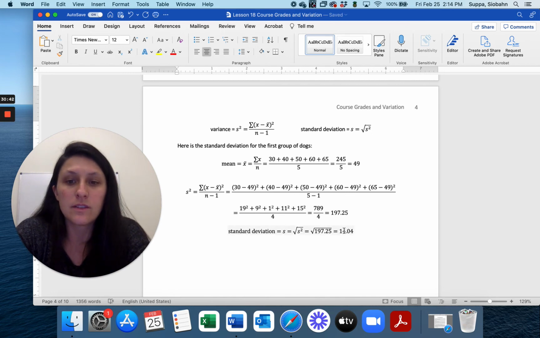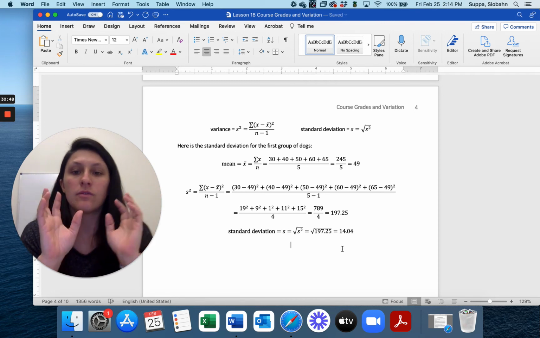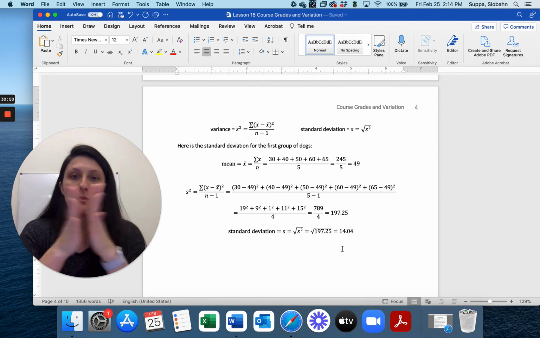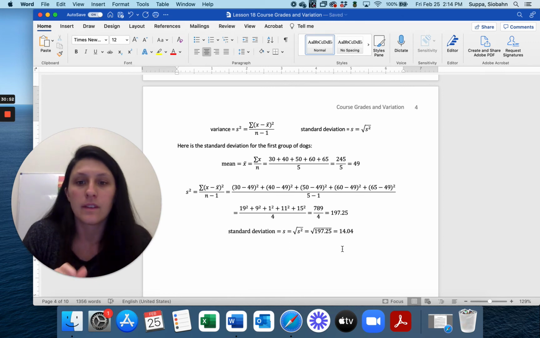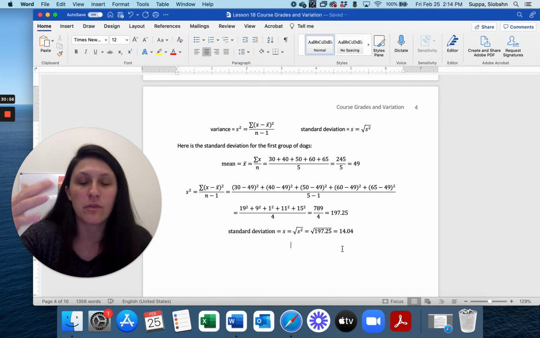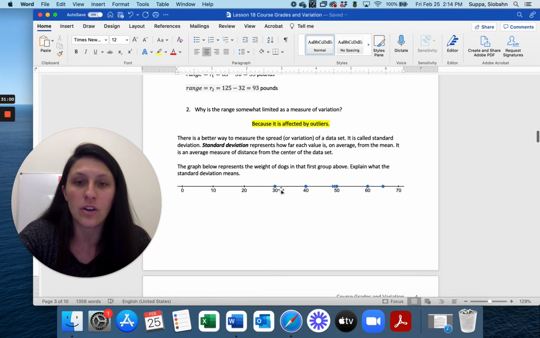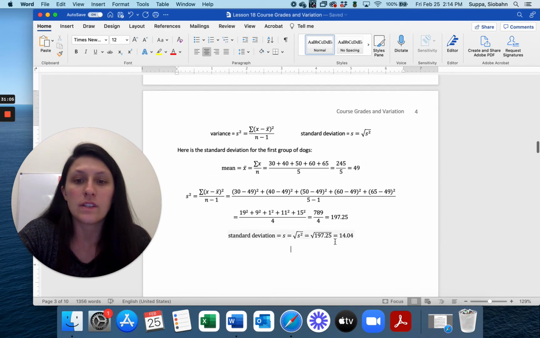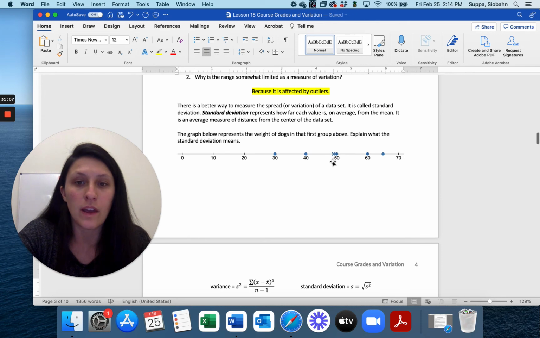So this means the dogs are roughly 14 pounds. Like each dog is roughly 14 pounds away from the center of the data. I'm not exactly explaining that correctly, but I'm trying to give you a rough idea that you can think about conceptually. So on average, all of these dogs, there's 5 of them, they're roughly 14 pounds away from the mean, which was 49 pounds.